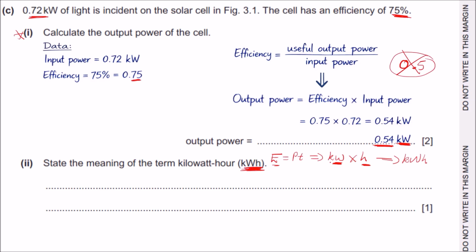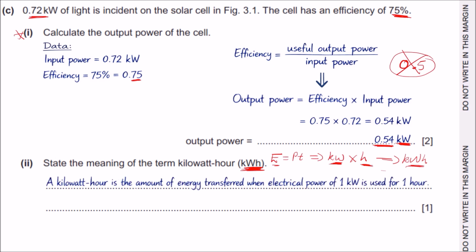So what is a kilowatt hour? When a gadget of power rating 1 kilowatt runs for an hour, the energy consumed is a kilowatt hour. So the ideal answer for this particular question was: a kilowatt hour is the amount of energy used or transferred when electrical power of 1 kilowatt is used for an hour. Right, with this we can quickly go to item number 3 of C.